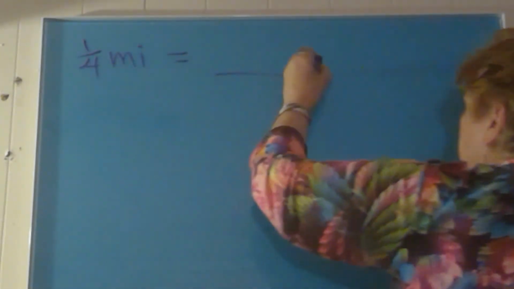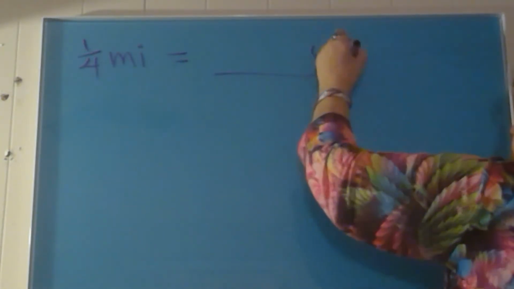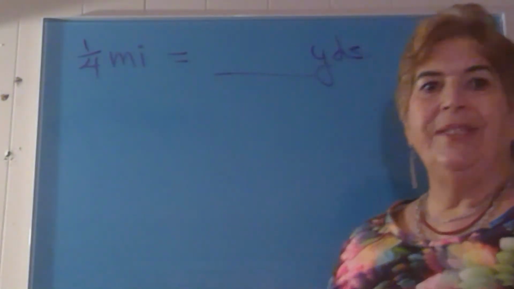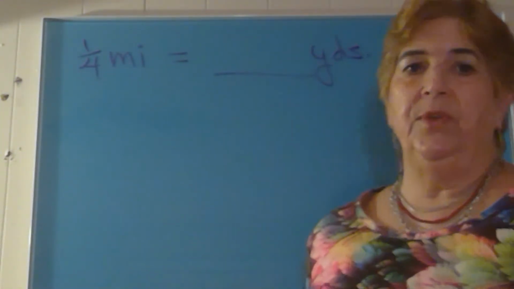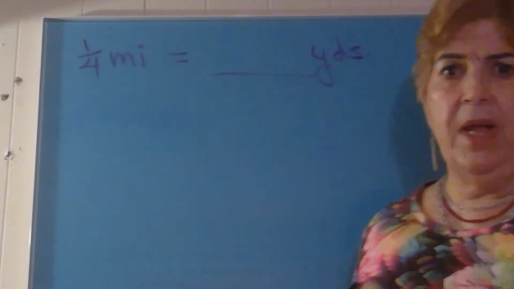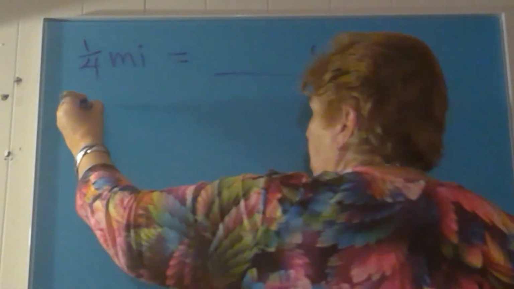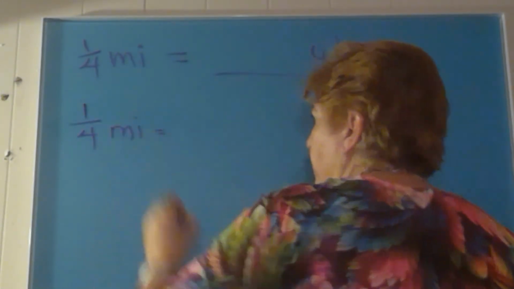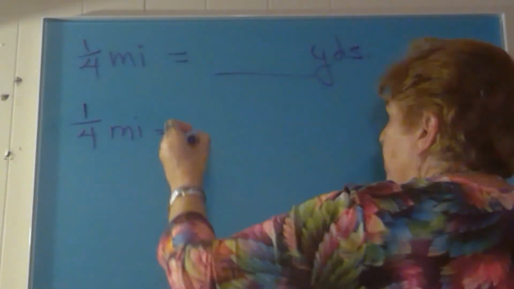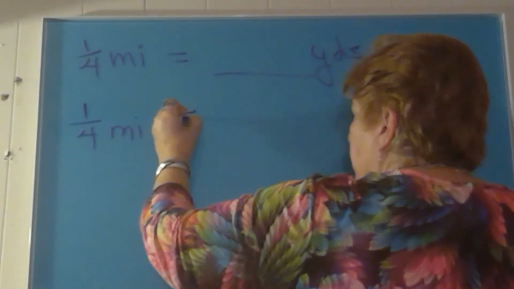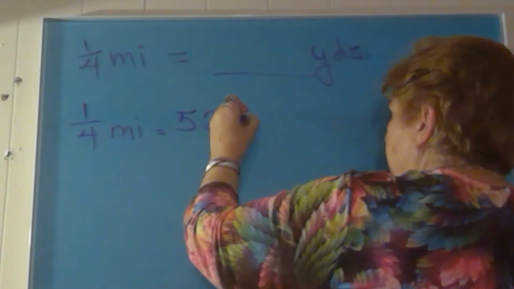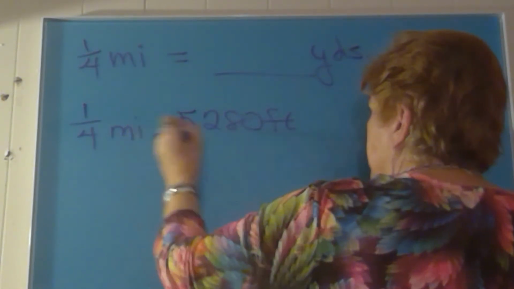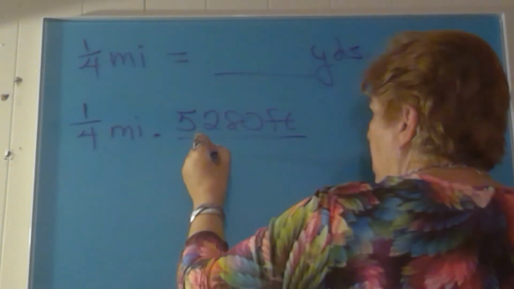One-fourth of a mile is how many yards? Well, I told you didn't have to know how many miles there were in a yard or how many yards there are in a mile. So just start with 1/4 of a mile. And what I did tell you is there are 5,280 feet in 1 mile.